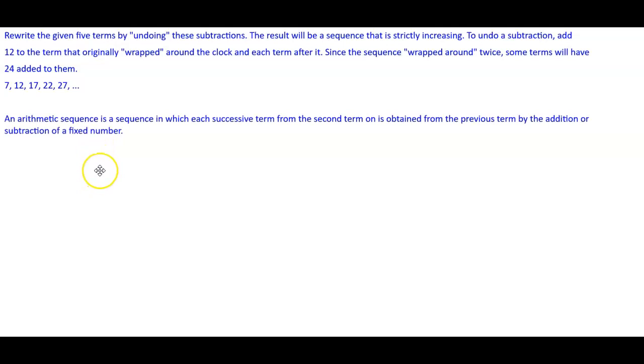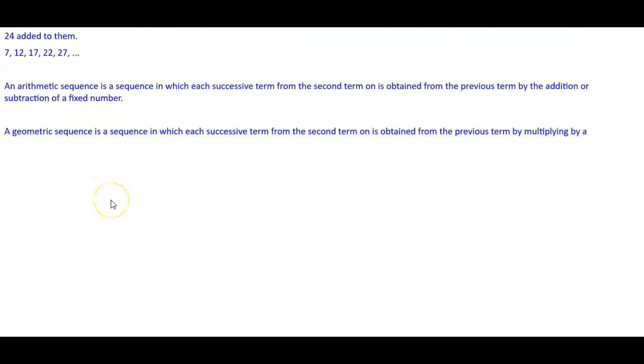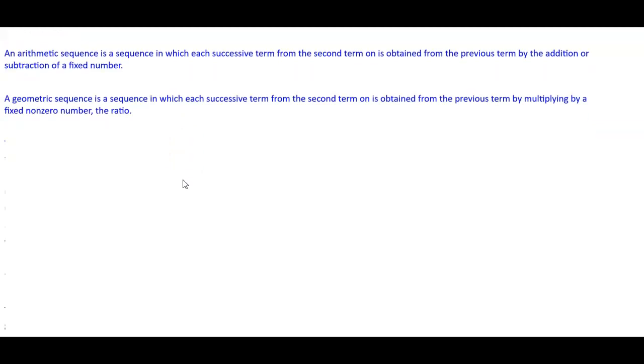Now, an arithmetic sequence is a sequence in which each successive term from the second term on is obtained from the previous term by the addition or subtraction of a fixed number. A geometric sequence is a sequence in which each successive term from the second term on is obtained from the previous term by multiplying by a fixed non-zero number, the ratio.